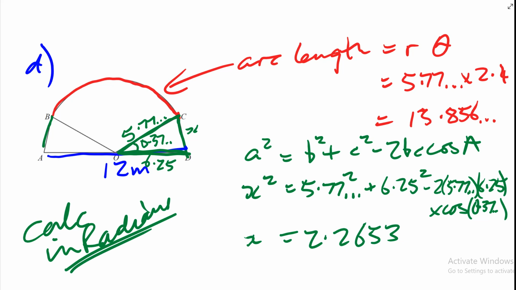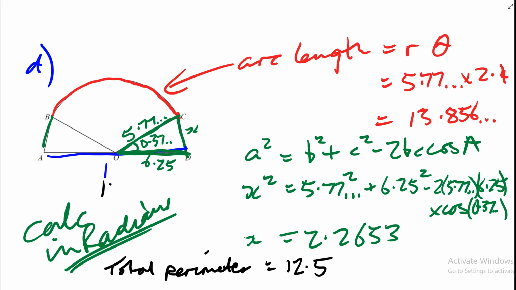So the total perimeter, we want the base 12 meters. Sorry, 12 point. Is it 12.5 or 12? Oh, it's 12.5. So this was wrong. That should say 12.5 meters. So 12.5 plus 2 of these. So we'll have 2 of those, 2.2653.